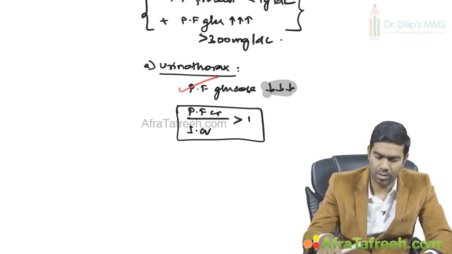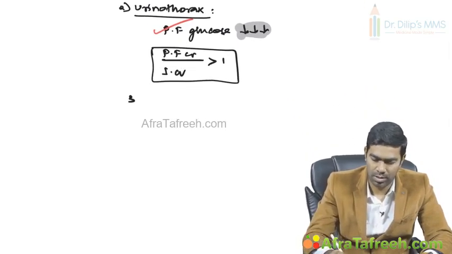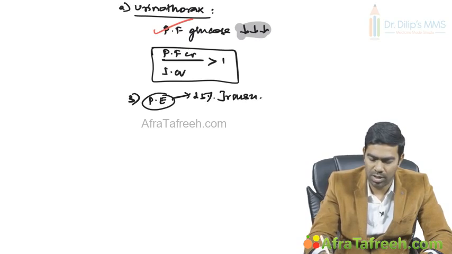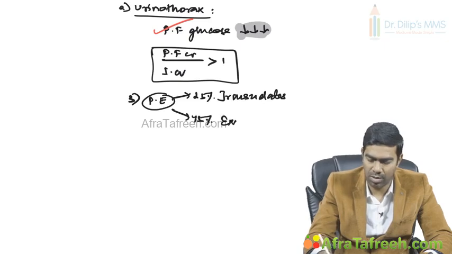Okay. Number 3, you can get it in pulmonary embolism. Remember, in pulmonary embolism, 25% of the pulmonary embolisms are transudates, and the remaining 70% are exudates. And number 4, you can get it in Meigs syndrome.